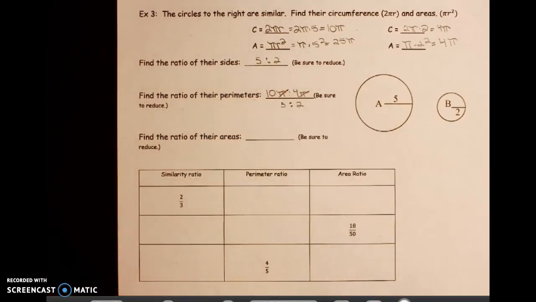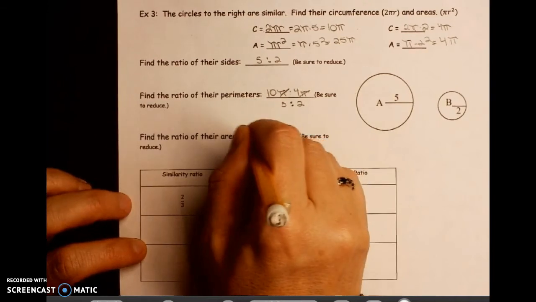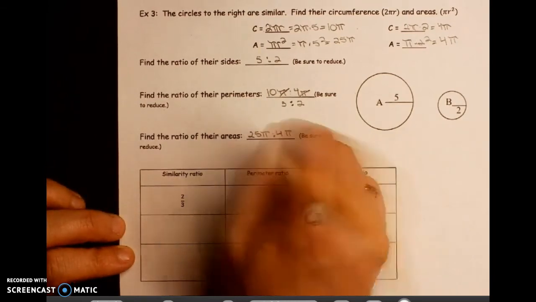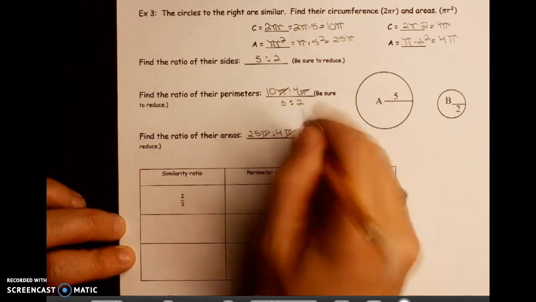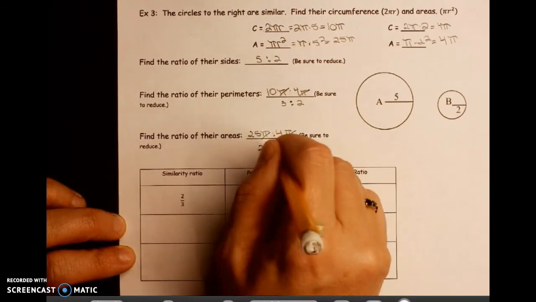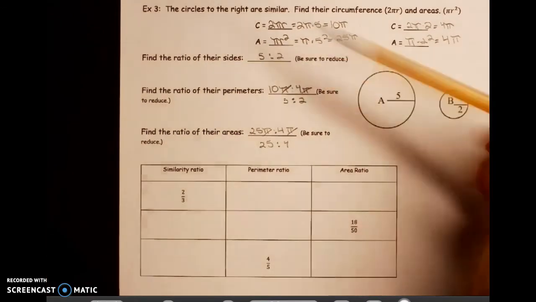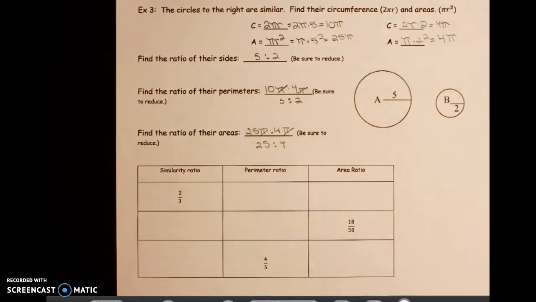And then finally the ratio of their areas, we start off with 25 pi to 4 pi, and again the best we can do is simplify the pi's, and we get 25 to 4. So again, we're looking for a connection between the ratio of their sides, their perimeters, and finally their areas.